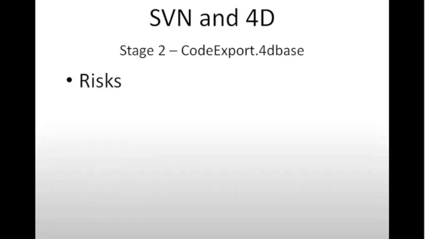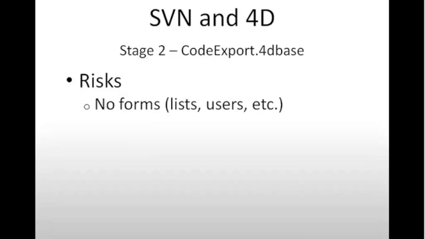Now, what are some risks to doing it this way, using the source toolkit to export the code? Well, of course, it doesn't keep track of changes to forms. It doesn't keep track of changes to lists, to users and groups, to the structure, any of that kind of stuff. So still, we can't keep track of all those changes, but nonetheless, we can at least start with the methods, and it's still valuable just to have that as a foundation. But this is something to keep in mind.